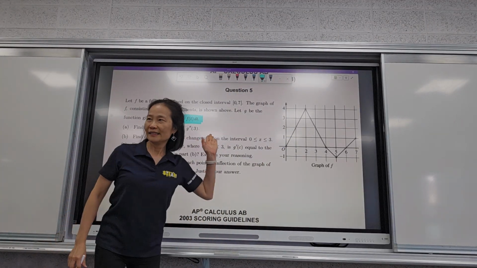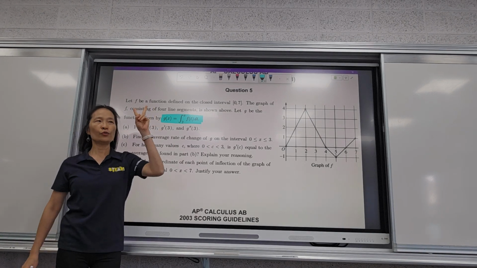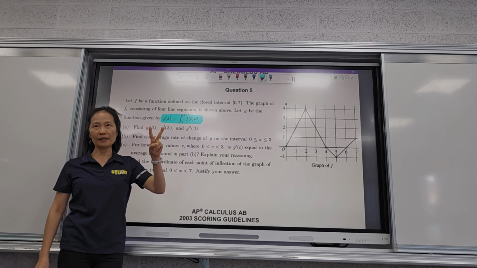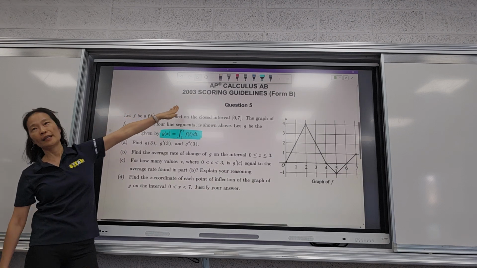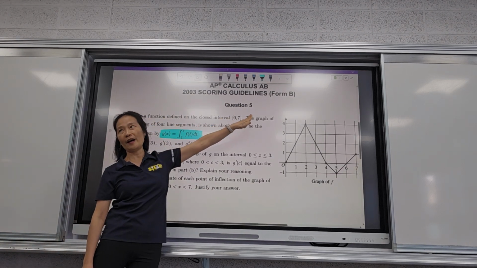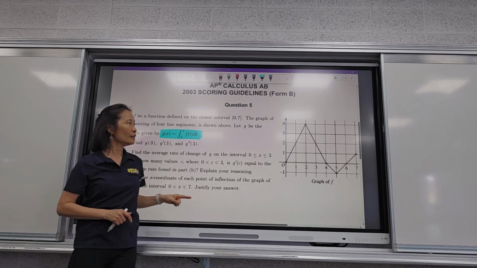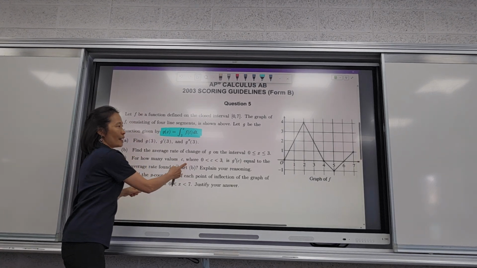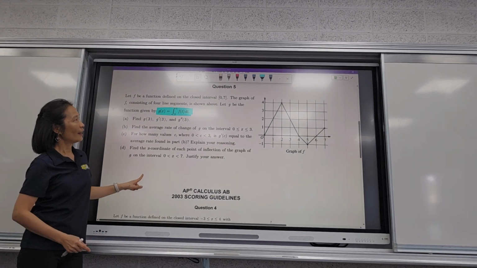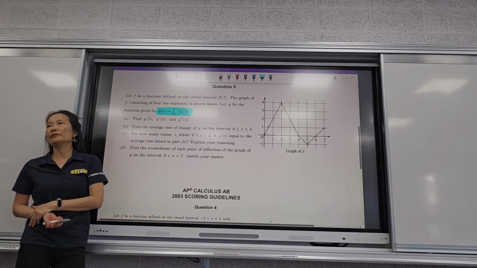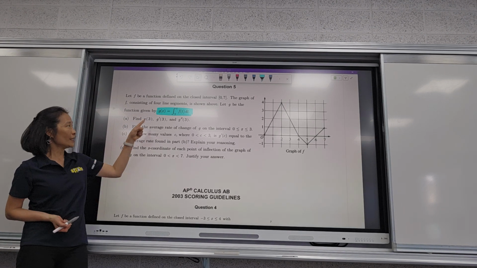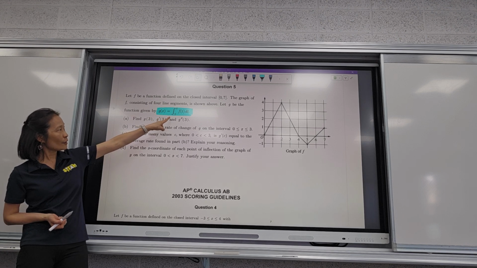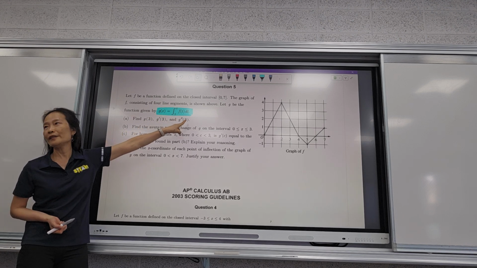Okay, we are back. Now we are looking at the test review 2 document. The second question is the 2003 question 5 free response. This is non-calculator application of the definite integral. So this question defines function g equal to the integral from 2 to x of f of t dt.